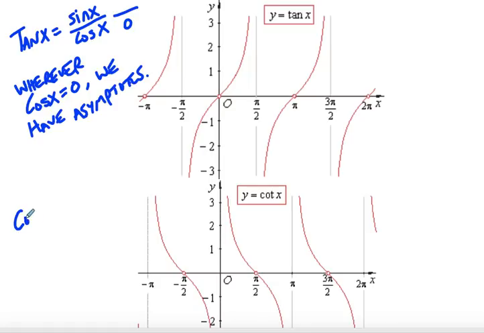Similarly, for cotangent, cotangent is cosine over sine. So if sine equaled 0, then we would have a 0 in the denominator, which is undefined. So wherever sine equals 0, we're going to have asymptotes.